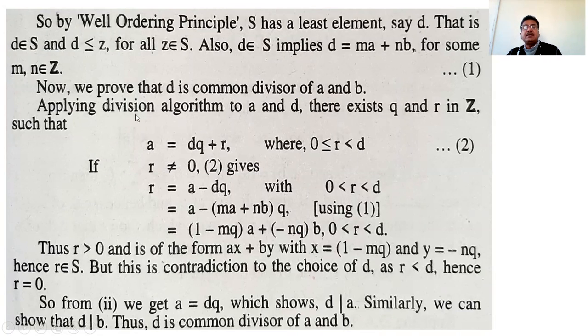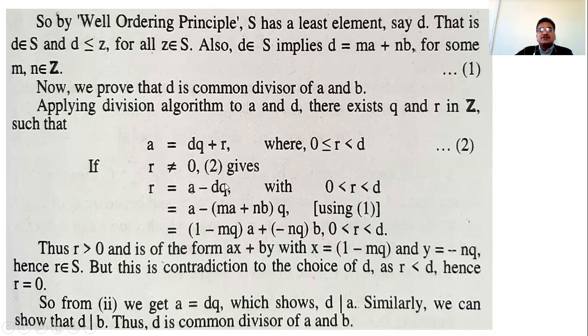Applying the division algorithm to A and D, there exist integers Q and R in Z such that A is equal to DQ plus R. If you divide A by D, suppose Q is the quotient and R is the remainder, where obviously the remainder is strictly less than the divisor D and greater than or equal to 0. This is by the division algorithm. Suppose R is not equal to 0. Then R is equal to A minus DQ, with R strictly less than D.